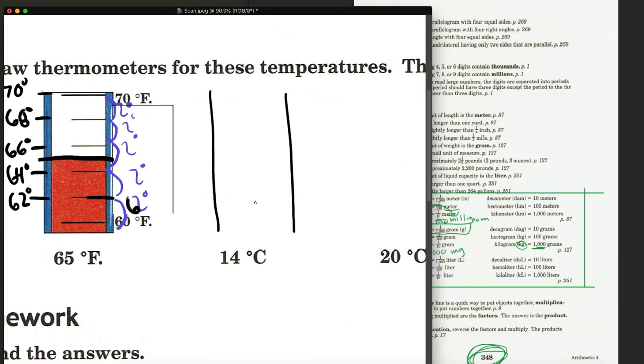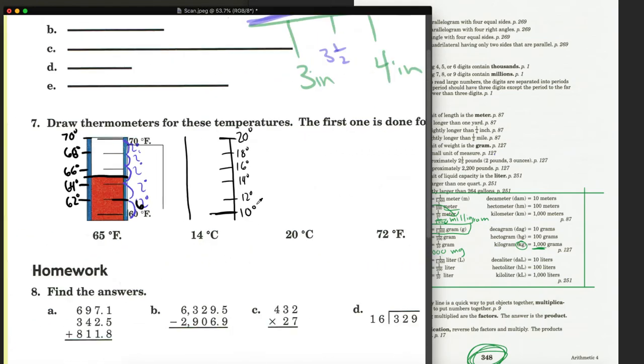You would need to create your own thermometer. And since this is 14 degrees Celsius, I should probably start at 10 and end at 20 degrees. Then I'll draw 4 lines. Each of these represents 2 degrees, so this would be 12 degrees, 14 degrees, 16 degrees, 18 degrees. And then you should be able to do the rest by yourself. Same thing for 20 degrees Celsius, you would probably draw something similar to this.